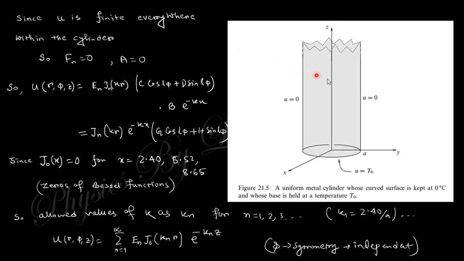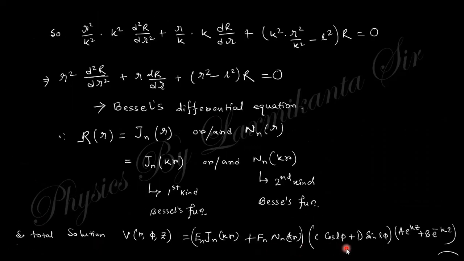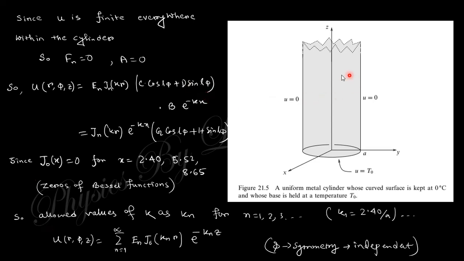Now take an example. This is a cylinder. Within here there is symmetry with respect to phi, that is, phi symmetry. So this is independent of phi, and no phi part will arise here, right? So there is no phi part in the solution, because this is independent of phi.